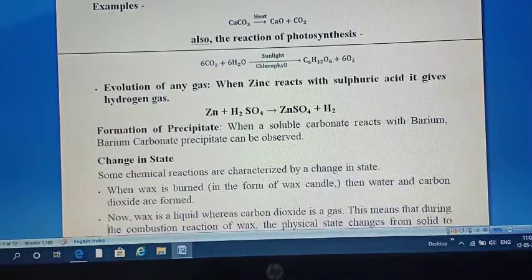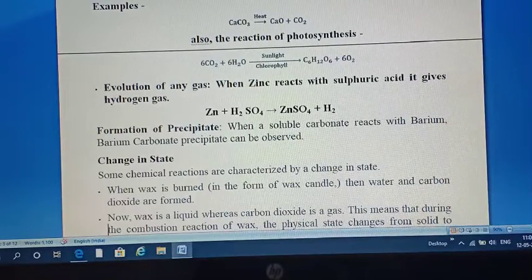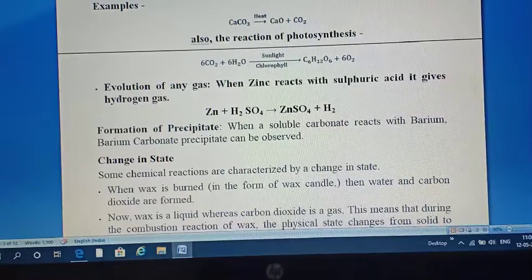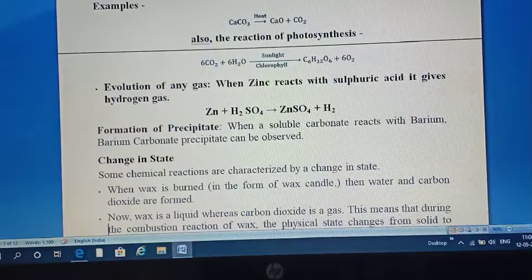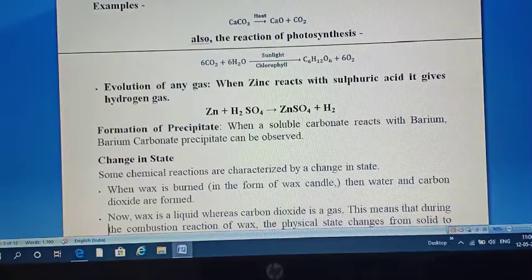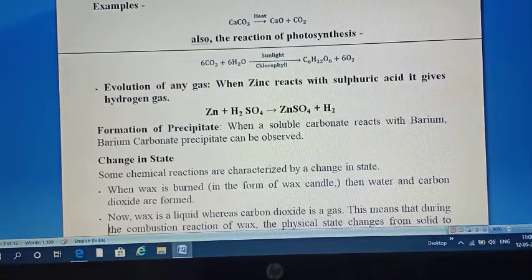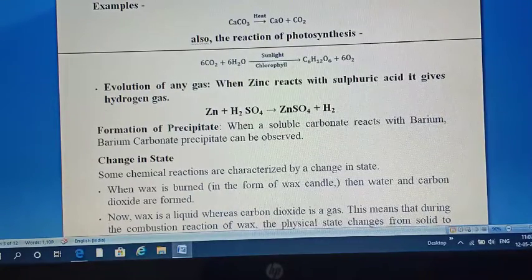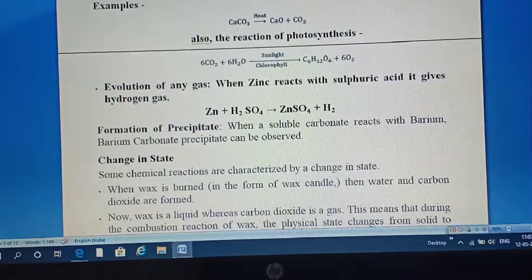The next process is the precipitation process. During the reaction, if the product gets precipitated, then also we consider it a chemical reaction. When soluble carbonate reacts with barium chloride, then barium carbonate and sodium chloride are formed. Here you can see the barium carbonate precipitate, a white precipitate we get. So this is an example of a precipitation reaction.